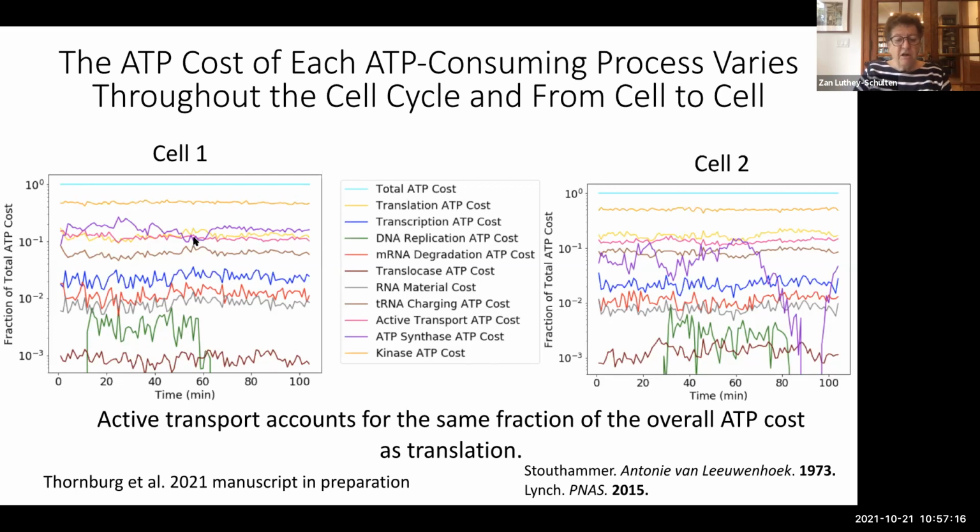Now, I was particularly interested in that because Stouthamer already very early on in 1973, and then later Lynch, tried to estimate what is the cost to make a gene in a cell. And Stouthamer said very clearly that we're not going to really know the total cost until we know the costs for transport, getting nutrients into the cell. How does it do it? And I think this is one of the first times I've seen an estimate of this ever published. So we're quite proud of that.